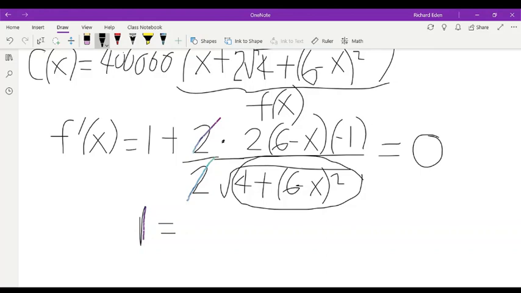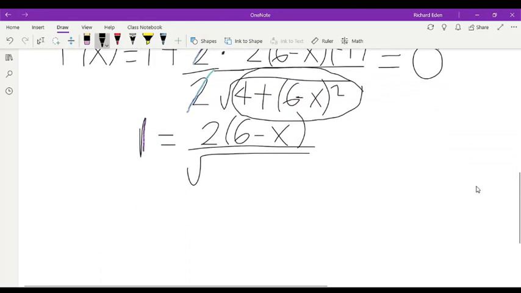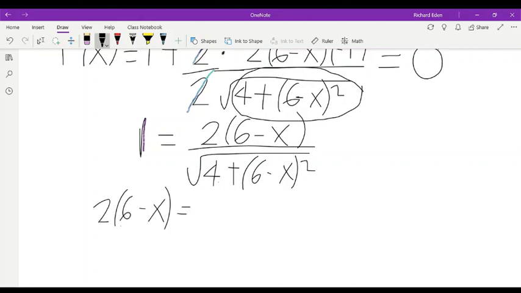It has a negative sign, so let's bring it to the other side. 2 times 6 minus x equals that square root, 4 plus the square of 6 minus x. That's equal to 1, so the numerator and denominator are the same. 2 times 6 minus x equals the square root of 4 plus the square of 6 minus x.